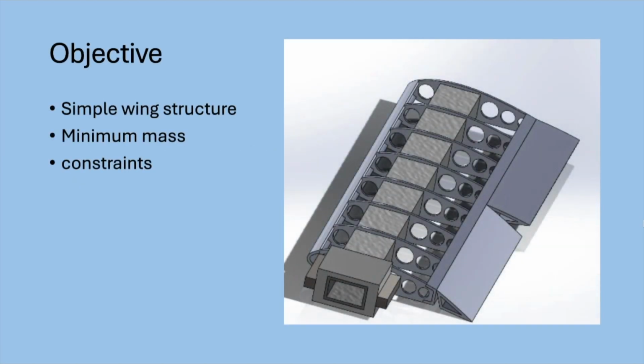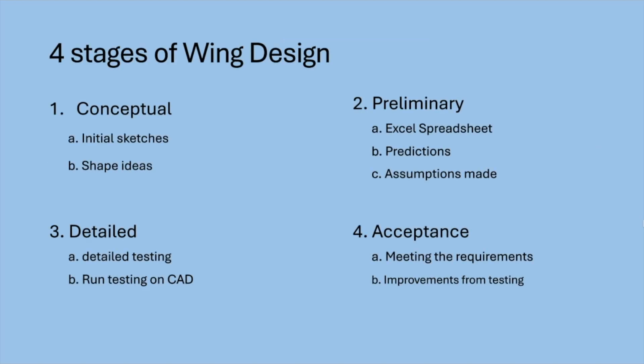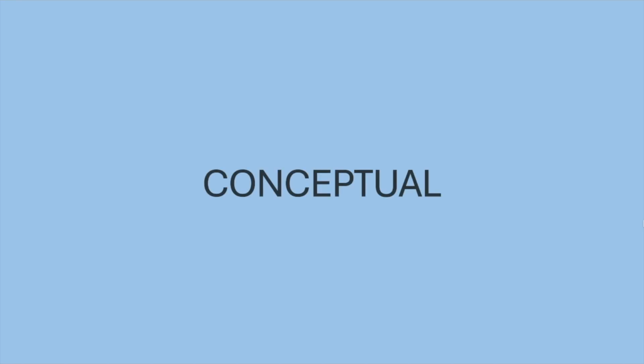The aim of this project was to design, build and test a simple wing structure for an aircraft optimized for minimum mass under spanwise bending and torsion constraints. There are 4 main stages of design engineering that are followed, which will be discussed in this video.